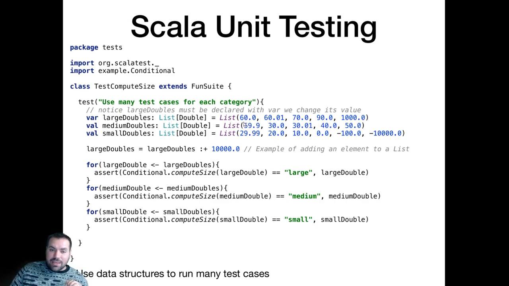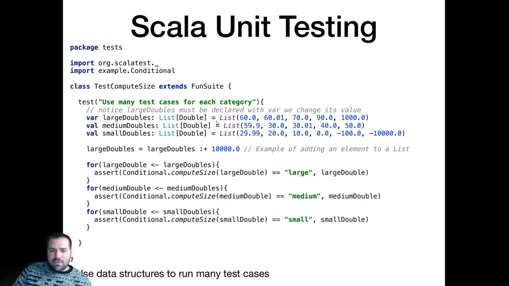We have to create a list of a specific type. So this is specifically a list of doubles, and we denote that using these brackets. A list of double is how this is read. So I'm creating a variable named large doubles of type list of double and assigning it to a new list with a list of values that are stored in that list.